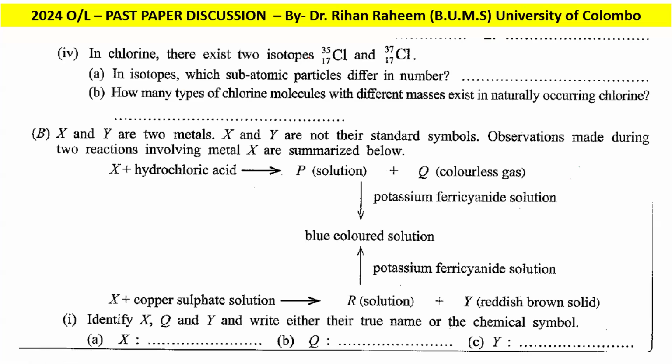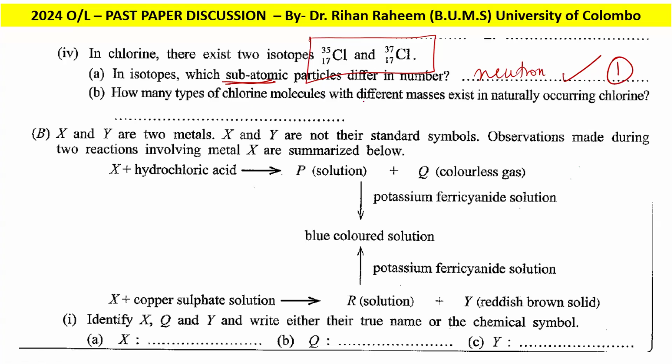In chlorine, there exist two isotopes. In isotopes, which subatomic particles differ in number? Remember, whenever isotopes are there, the number of protons is the same. Protons do not change, only neutrons change. So here, the answer is neutron. Don't write mass number. Mass number will change, but here they are asking which subatomic particle. So neutron is the subatomic particle which changes from isotope to isotope. Within the chlorine isotopes, here 35, here 37, that is the mass number. 17 protons, 17 protons. The one which changes is the neutron.